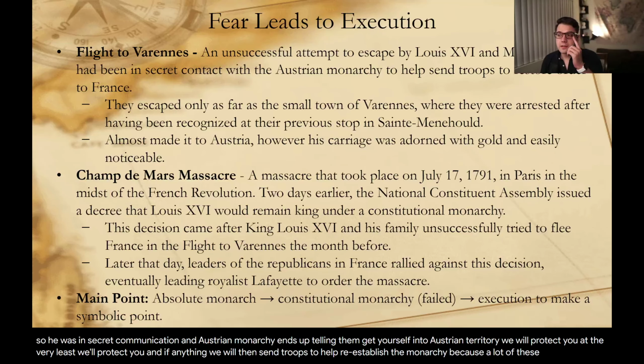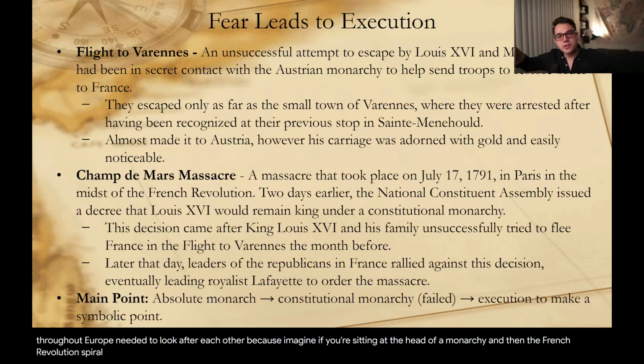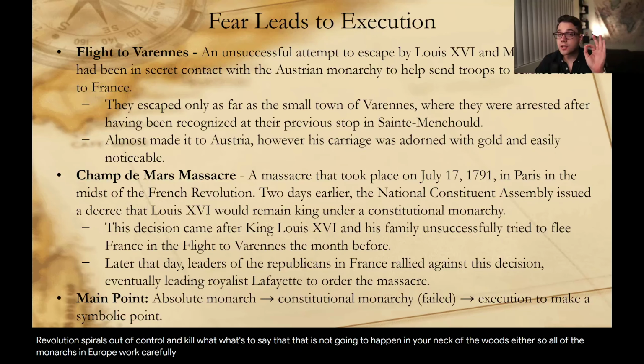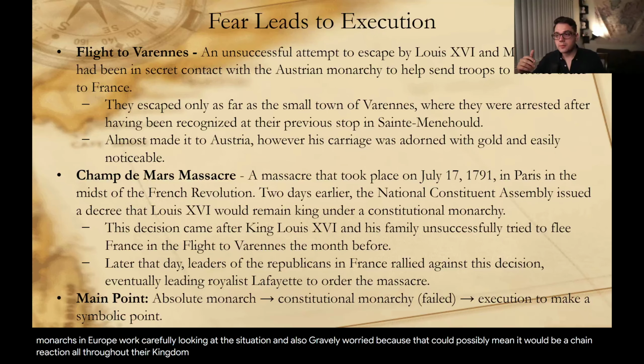Because a lot of these monarchs throughout Europe needed to look after each other. Because imagine if you're sitting at the head of a monarchy and then the French Revolution spirals out of control and kills the king. What's to say that that is not going to happen in your neck of the woods either? So all of the monarchs in Europe were carefully looking at the situation and also gravely worried, because that could possibly mean it would be a chain reaction all throughout their kingdoms as well.